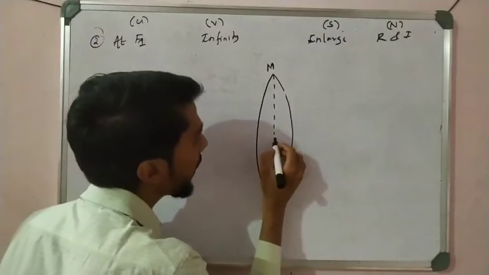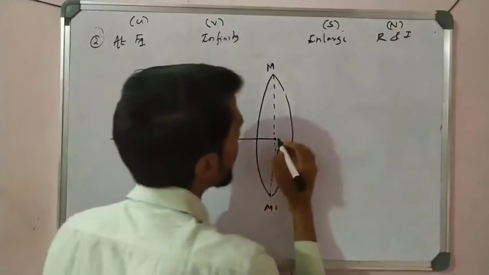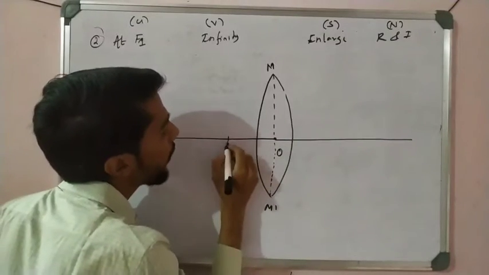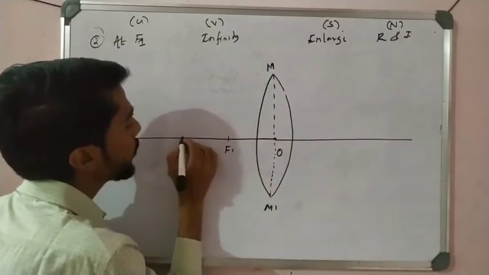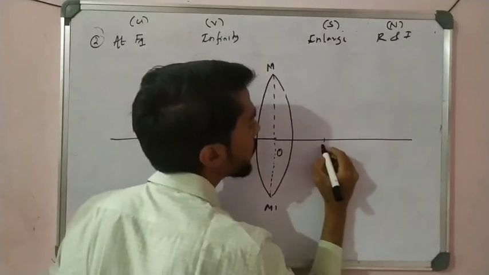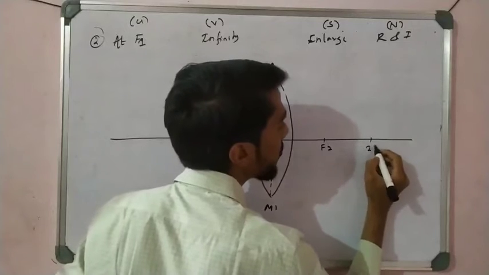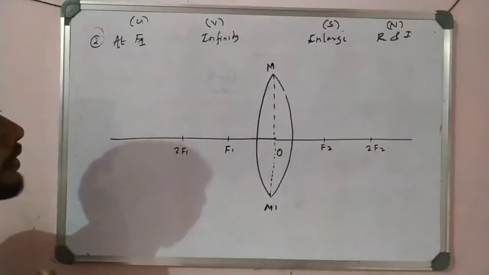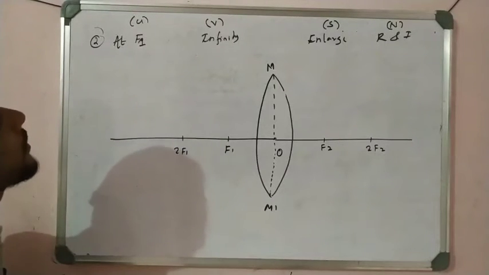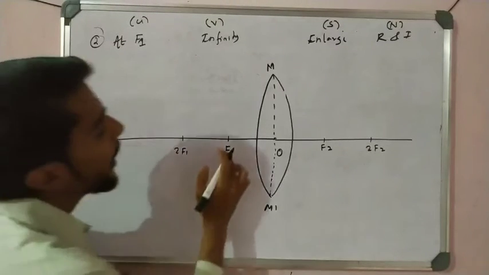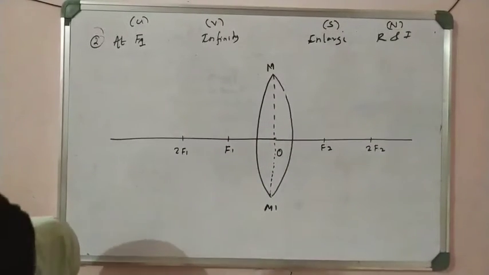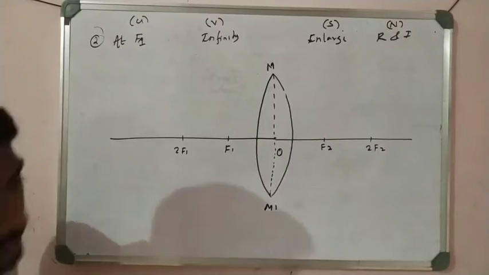Now this line is called the principal axis. At equal distances, it is F1, F2, and 2F2, right? Now at F1, where is F1? Right, at F1 here, see. So I can now put the object at F1, students. Okay, at F1 I can put the object. See here what happened.